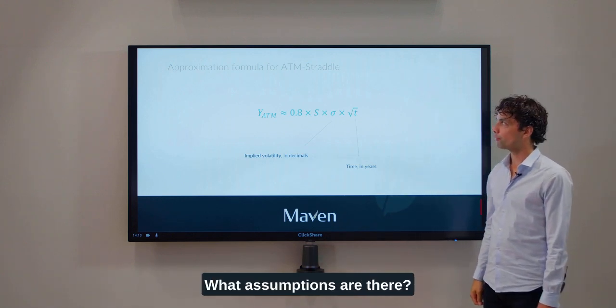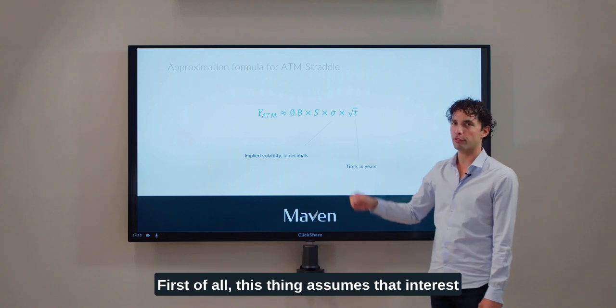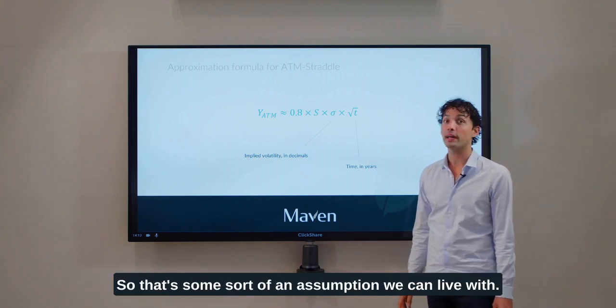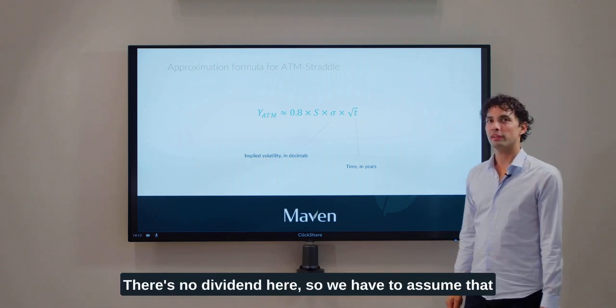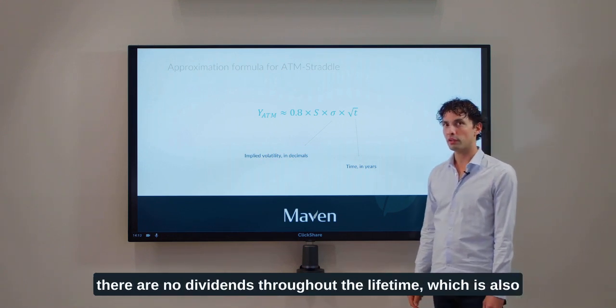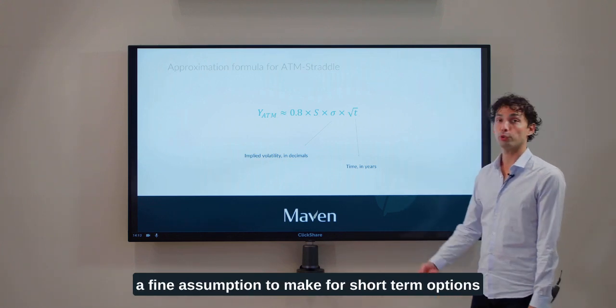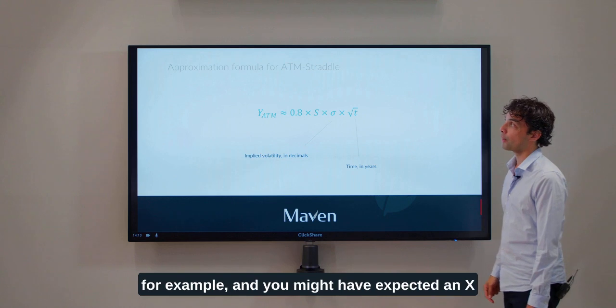What assumptions are there? First of all, this formula assumes that interest rates are zero, which they kind of are. So that's an assumption we can live with. There's no dividend here, so we have to assume that there are no dividends throughout the lifetime, which is also a fine assumption to make for short-term options, for example.